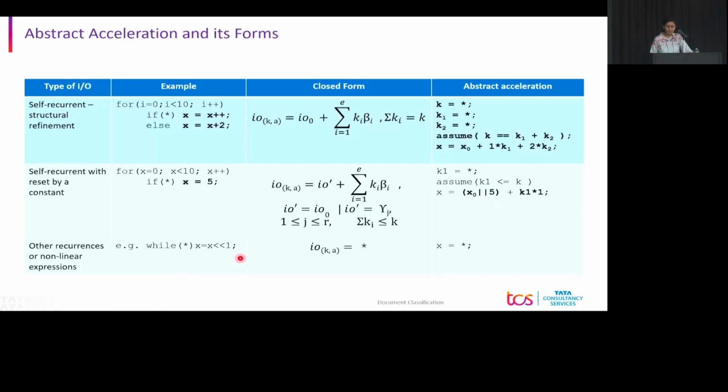And of course, for nonlinear things, we just havoc them, because we want our abstractions to be such that we can compute the closed forms easily. That's why we just havoc them. We don't want it to be expensive. We also don't want to get into path-guarded loops or refinements. So this is what we do.